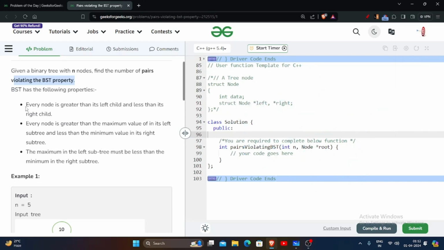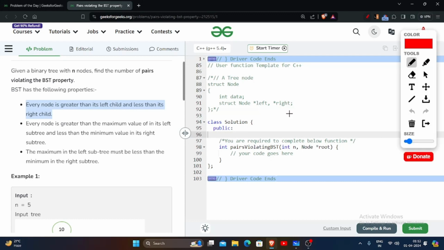So the same thing they are saying in this description, that every node is greater than its left child and less than its right child. So that means this node is actually greater than its left child and less than its right child. Okay, first point to this: every node is greater than the maximum value on its left subtree.